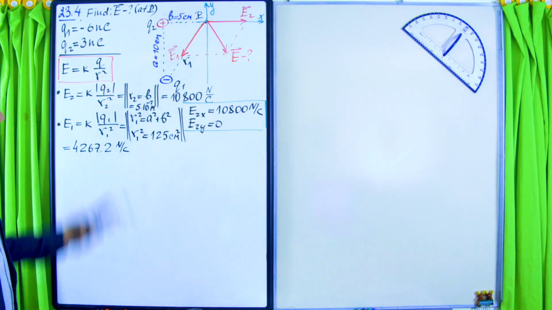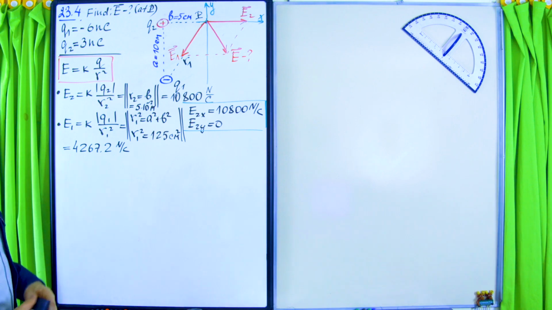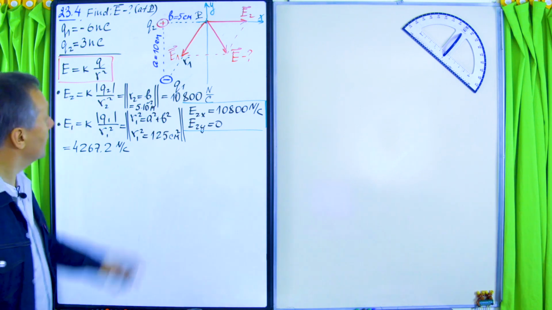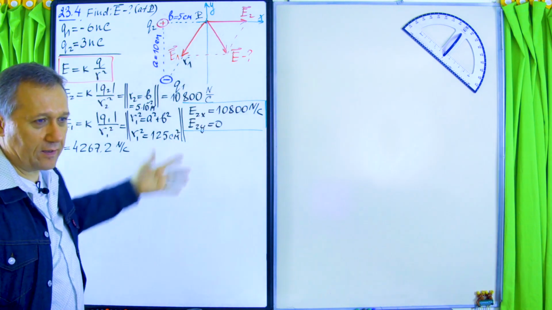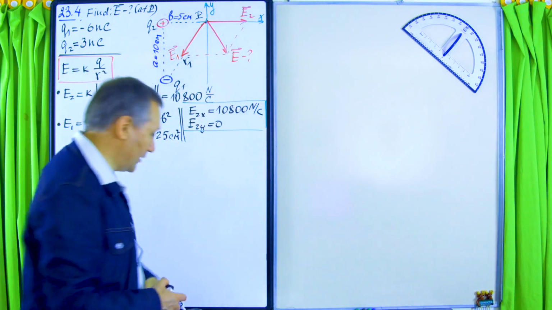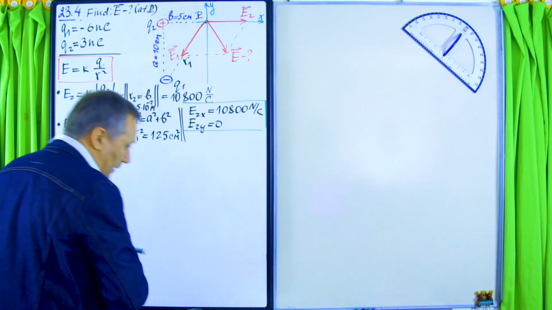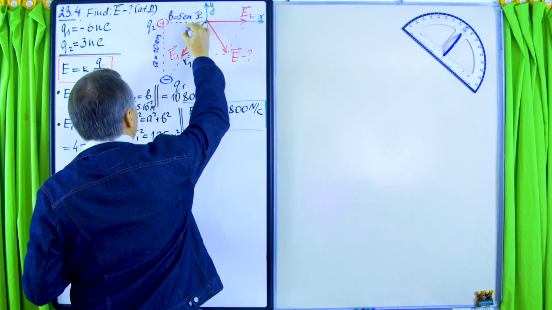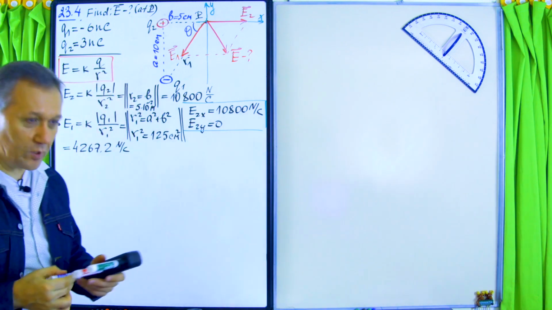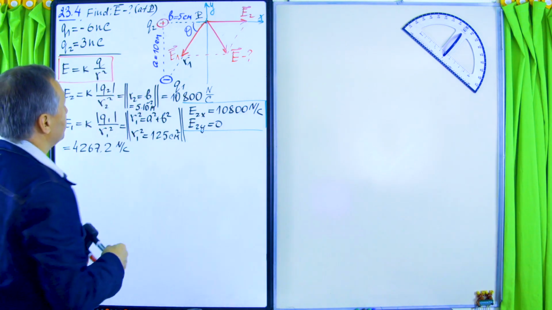Okay, now components. In order to find components, we need to introduce one of the angles. Either this or that, they're equally good. I cannot say anything against any of these angles. In my notes, I used this angle. I decided to use this angle theta. So we need to find it.